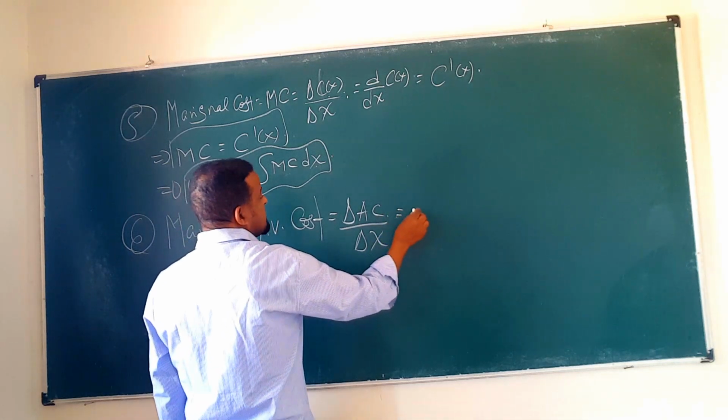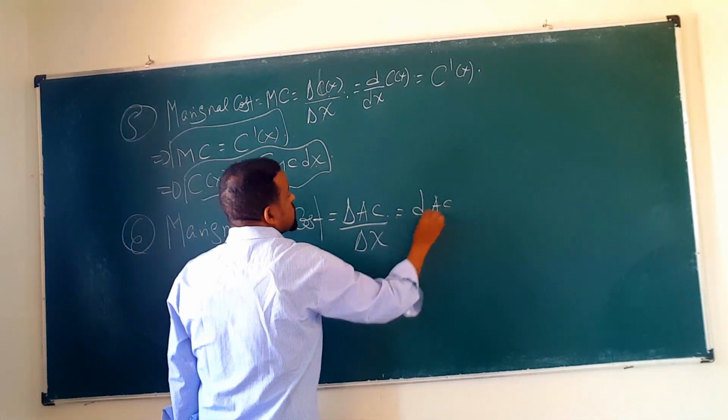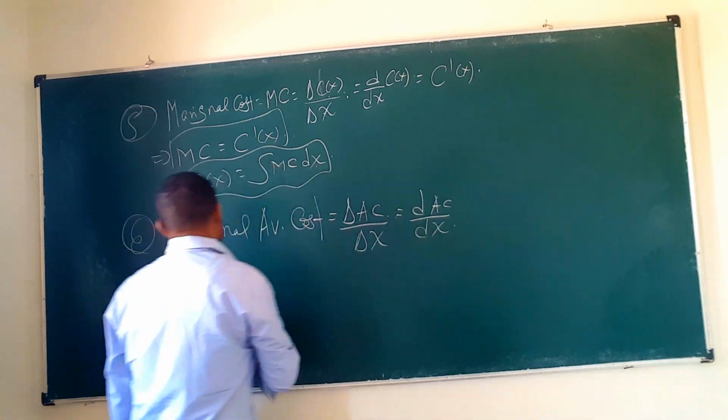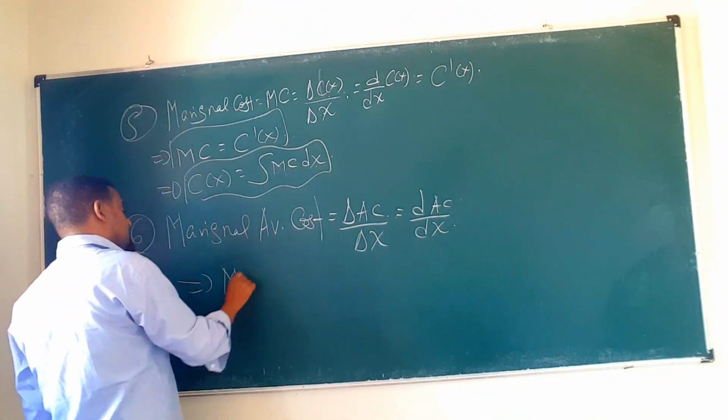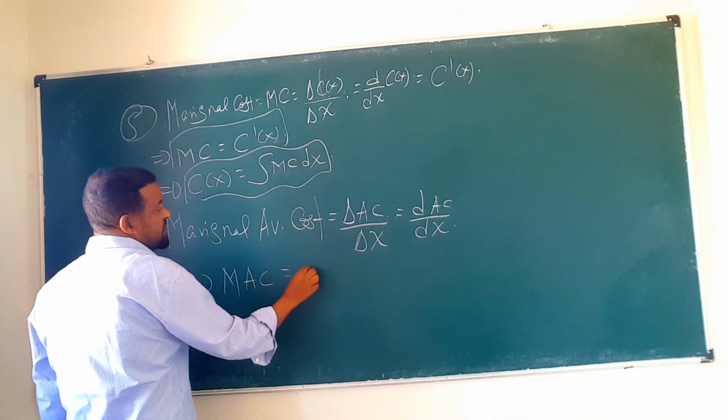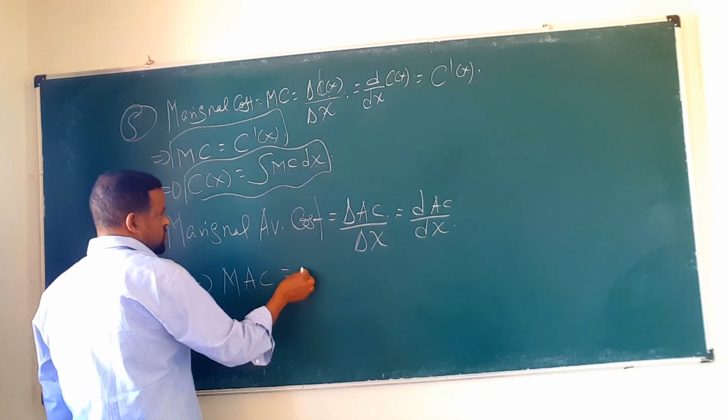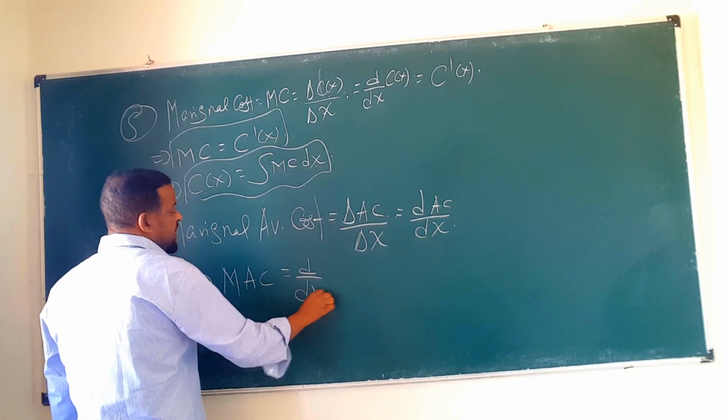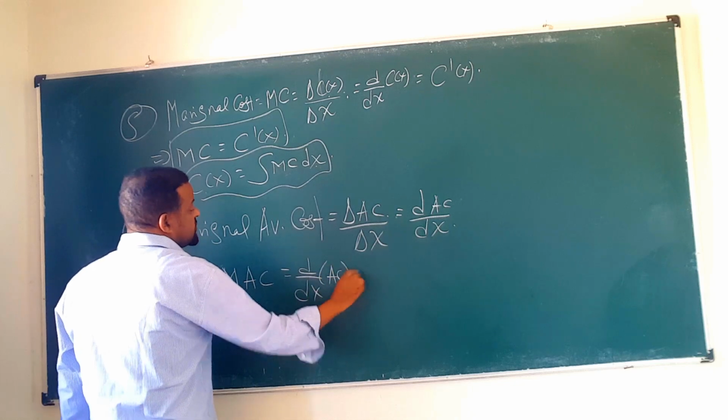So this is nothing but the derivative of that average cost, of course, with respect to X. So the marginal average cost is given by the derivative of the average cost, which is d by dx of the average cost.